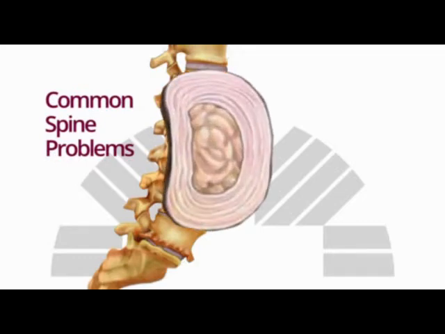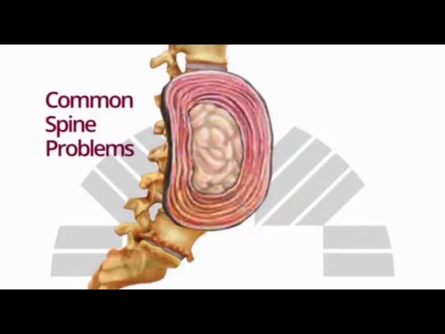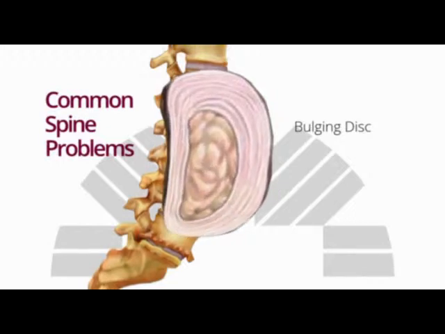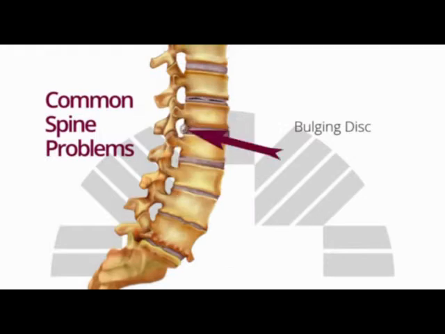Each disc is made up of a spongy center surrounded by tough outer rings. When a disc weakens, the outer rings may no longer be able to contain the spongy material in the center. This can lead to several different conditions. With a bulging disc, the spongy center pushes against a weak spot on the outer rings, putting pressure on the spinal nerves. Also, as the disc bulges outward, the center no longer provides a cushion between vertebrae.